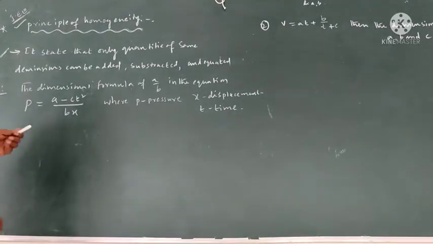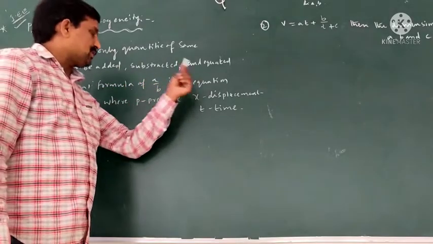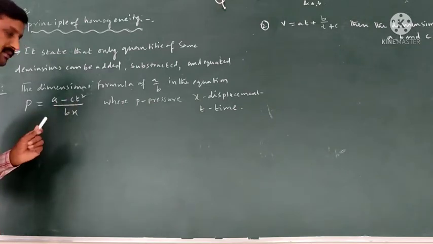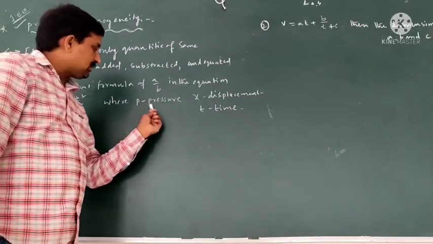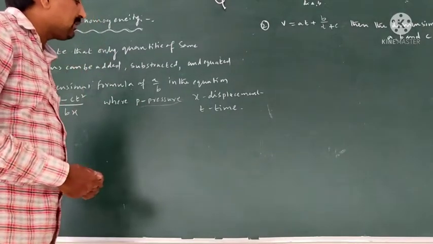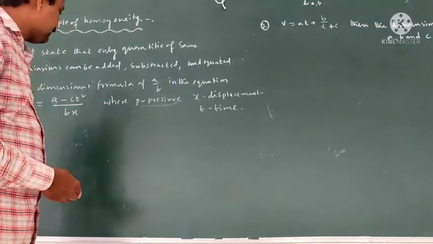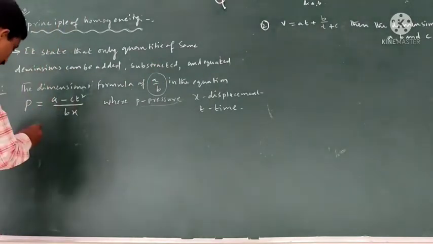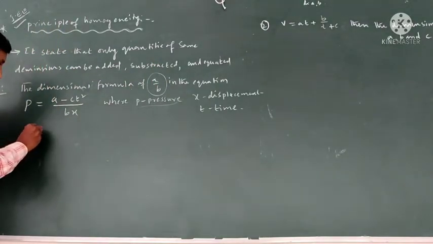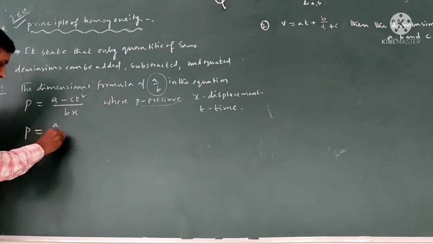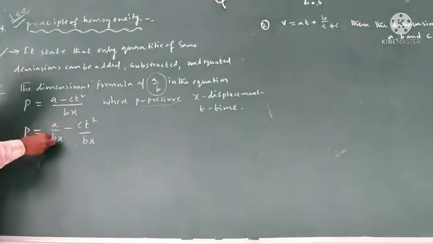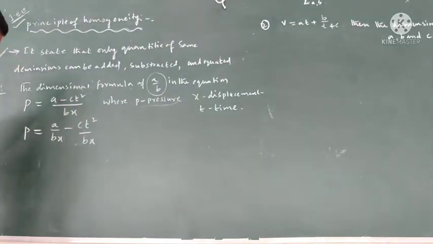The first one: find the dimensional formula of A by B in the equation P is equal to A minus Cv square by Bx, where P is pressure, X is displacement and T is time. So according to this equation, P is equal to A by Bx minus Cv square by Bx. You write it like this.